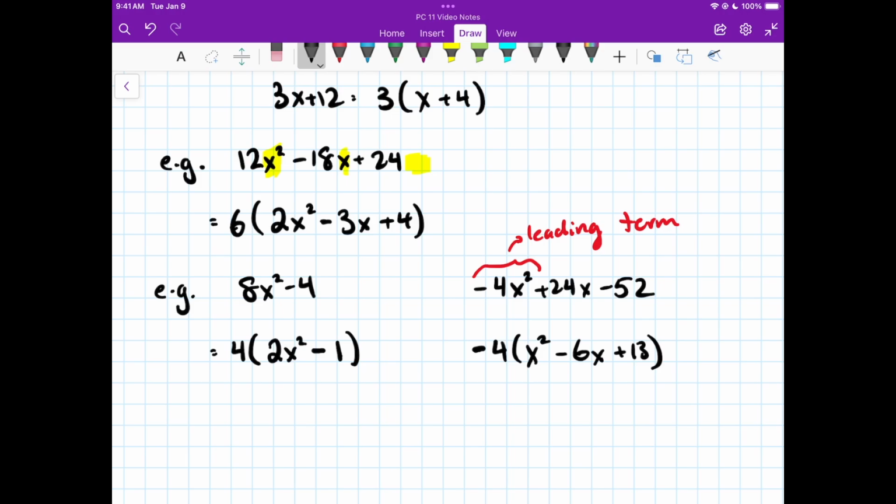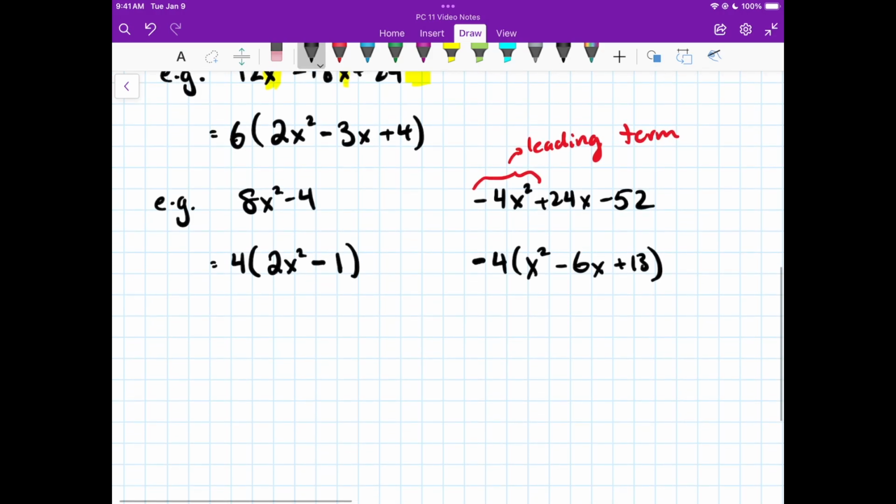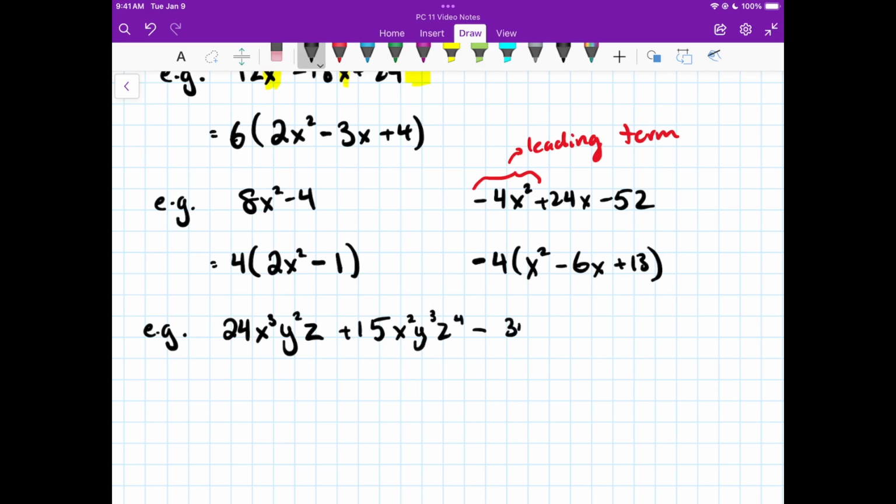So that's dealing with numbers, but what if there are variables? For example, something like 24x cubed y squared z plus 15x squared y cubed z to the power of 4 minus 30x y to the power of 4. So like I said, you want to treat each thing individually.